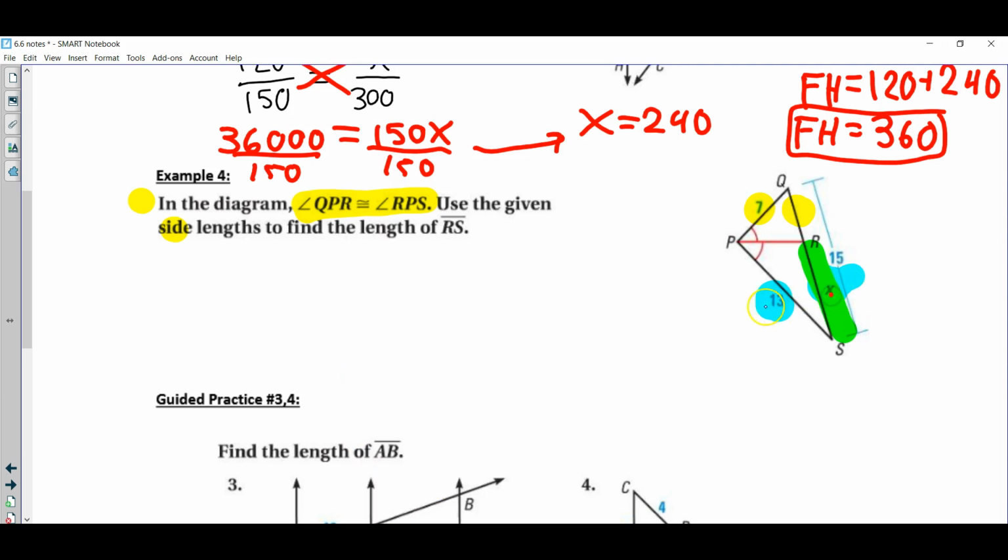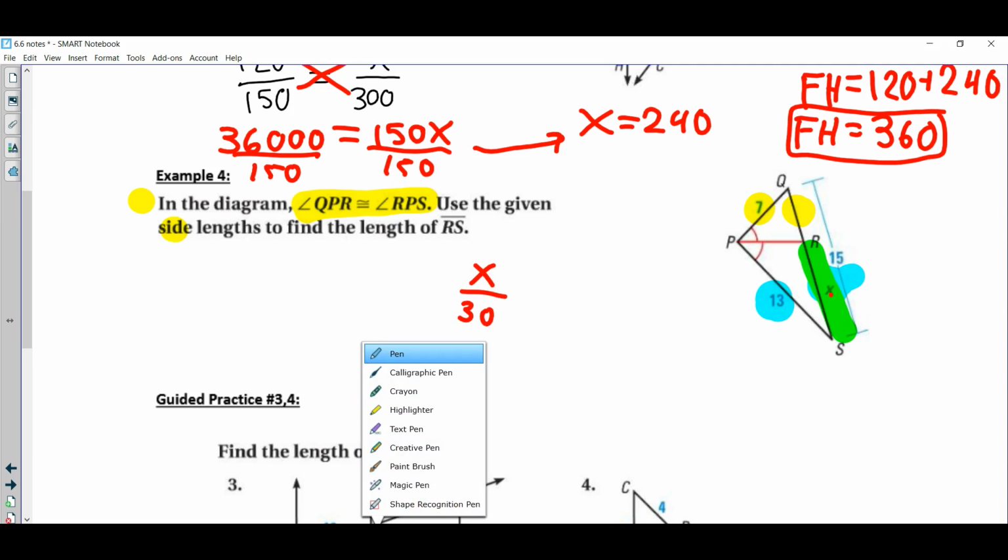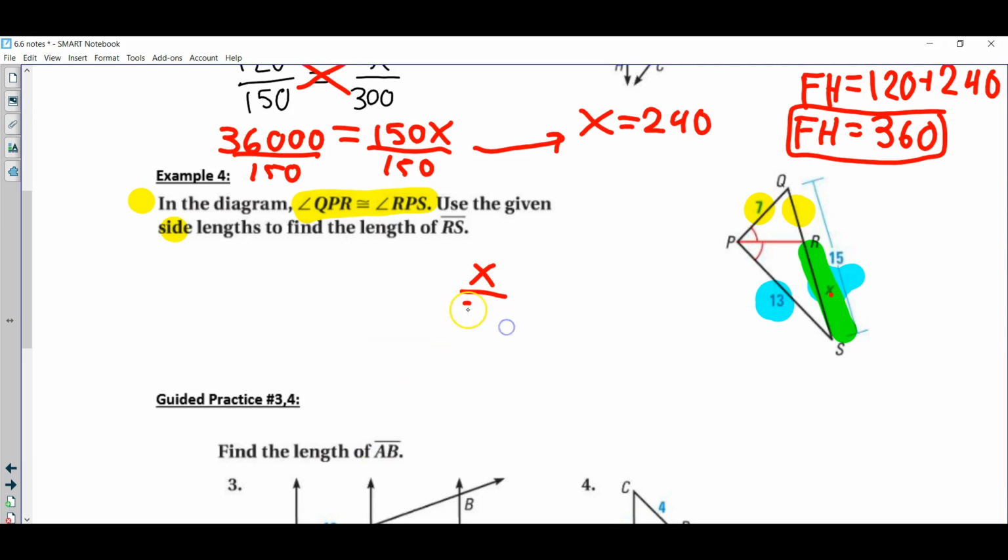So I know X and 13 are in a ratio to each other. Oops, not 30. Let's go back and get rid of that if I can find my eraser. So it's going to be X and 13, perfect, is equal to, now here becomes our problem. This yellow, we have nothing, we don't know. So I'm going to leave that blank. I know the corresponding to 13 is our 7.